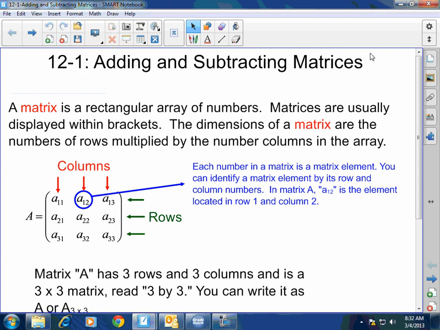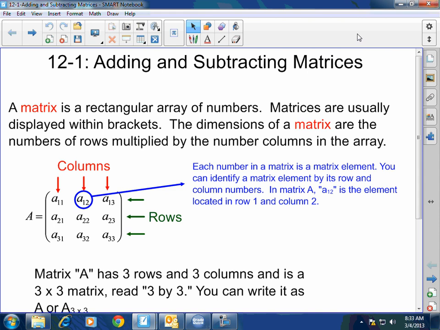Okay. Today we're going to be talking about adding and subtracting matrices. We have talked about matrices before when we were dealing with systems of linear equations. We could solve systems using matrices using the substitution method. Today we're going to talk about the more versatility of matrices. Matrices can have a lot of usefulness for us. And a matrix, if you remember, is a rectangular array of numbers. Matrices are usually displayed within brackets.